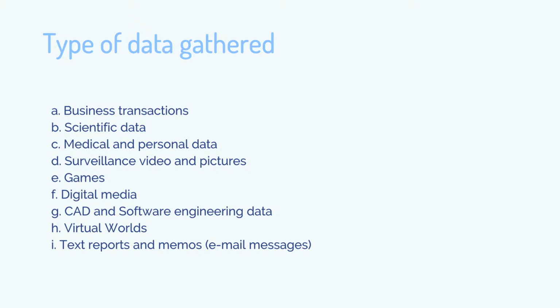And medical and personal data. Medical and personal data means, like in a hospital, we have different types of persons, right? Different types of persons: some have fever, accident cases, only cough. Like that we have different types of patients.